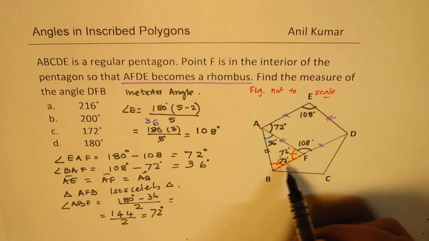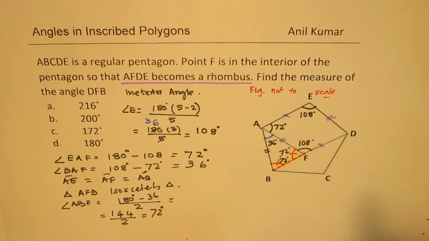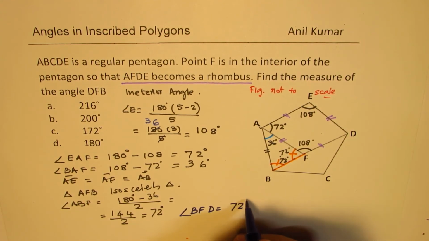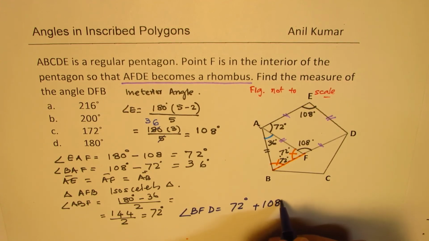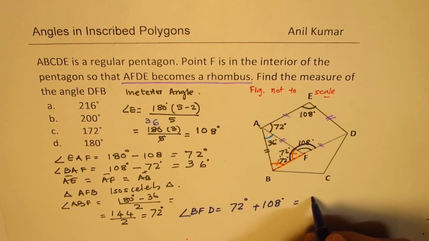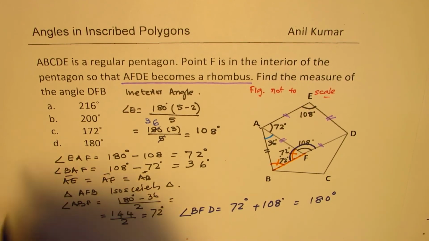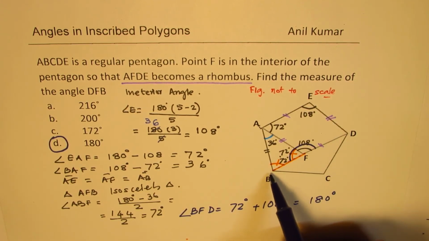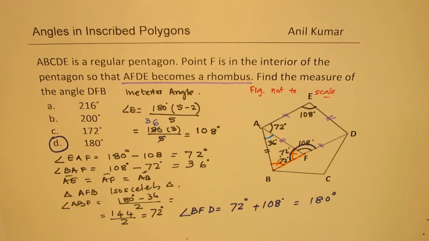And clearly now we can calculate the angle BFD, right? Which is the sum of 72 and 108. So the angle BFD is equal to 72 degrees plus 108 degrees, right? That is this angle. So when you add this up, you get 180 degrees, which is option D. So it is a straight line which connects the point F with D and B, right? So that is how we could find the angle formed in this case.